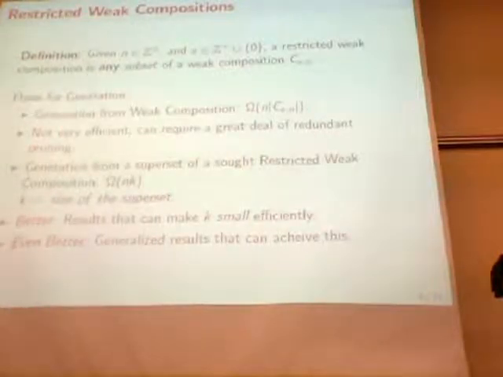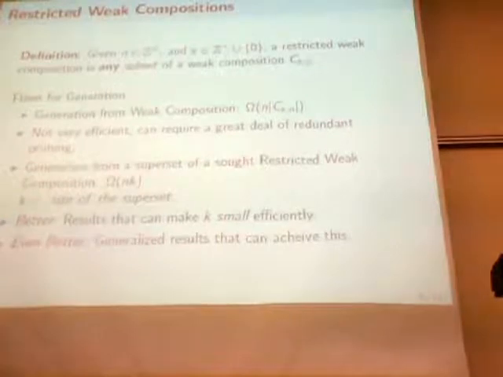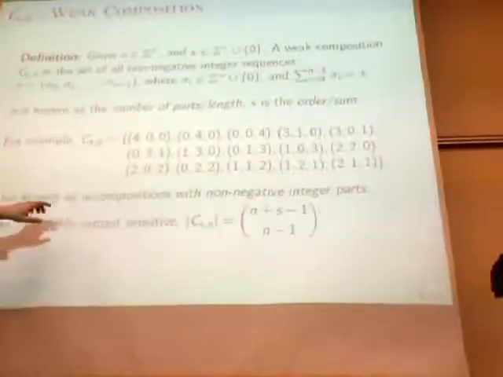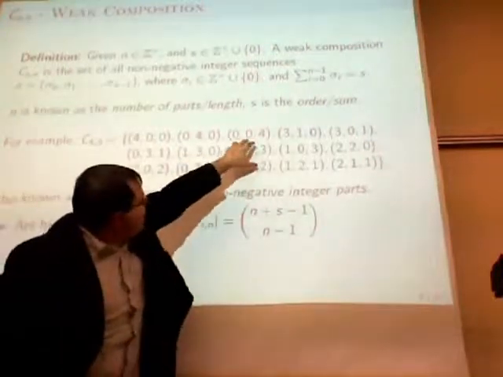It's called trying to generate something called a restricted weak composition. Now, this is actually the main motivation for generating the objects I'm interested in. What you do is you just take any subset of a weak composition. That's all the definition is. So when I say restricted weak composition, it can mean, if I go back here, I can say, okay, I only want that one, this one, that one, and that one.